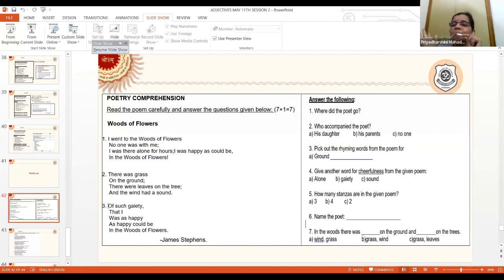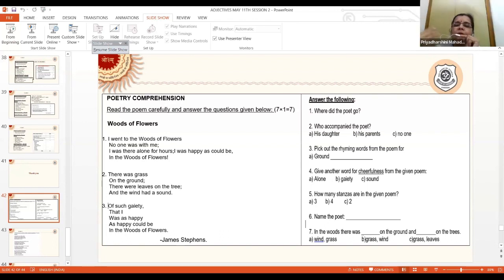See, maybe the answer might be correct. Cheerfulness. Suppose the child writes happy, it might be correct, but that word happy should be there in the poem. Otherwise, we cannot give them marks. So you tell them it should be from the poem or from the passage. Now how many stanzas are there in the given poem? Three stanzas. If the options are not given, how should the child write in sentence form? There are 3 stanzas in the given poem. So insist that they use a capital letter and a full stop, and write in full sentences. It should be written in the past tense form. Something like that you have to tell them.